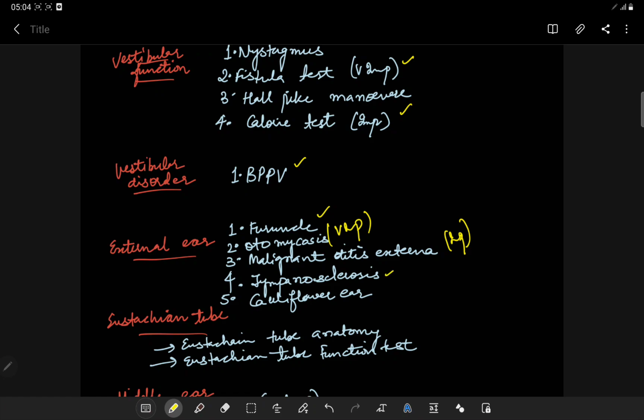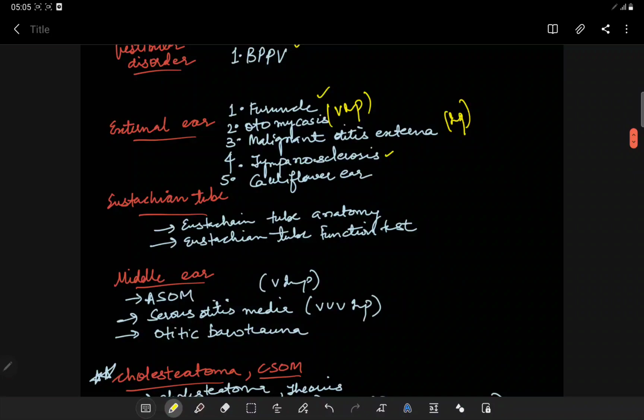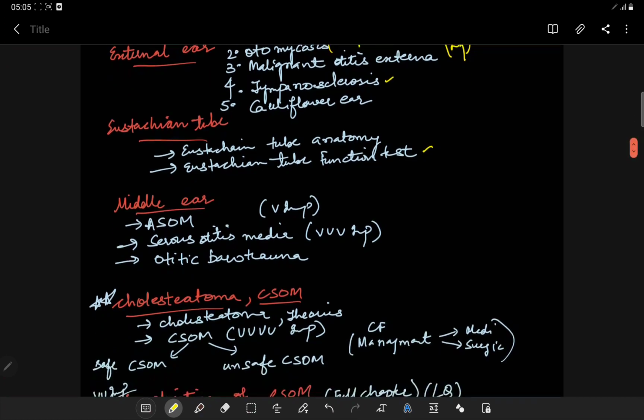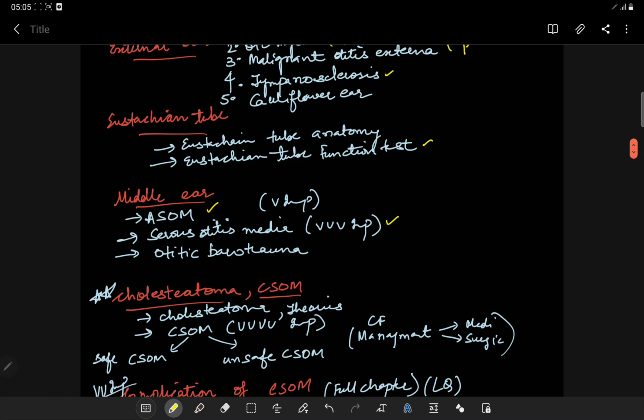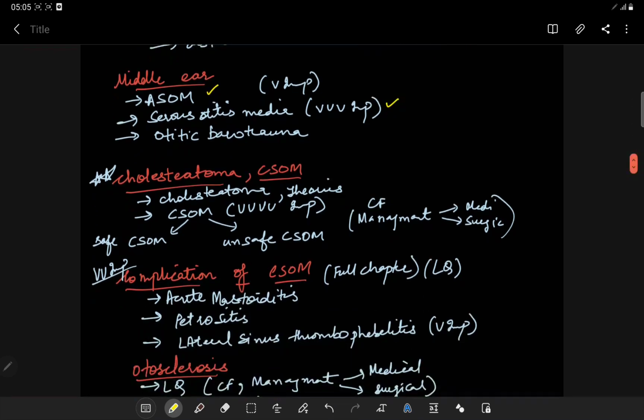We have tympanosclerosis, which is the deposition of calcium during the repair of the tympanic membrane. That is also important. Then we have the eustachian tube. You can just remember the eustachian tube anatomy, so there can be an MCQ on that, or we can have the eustachian tube function tests. And in the middle ear, you can get a long question or a short note on acute suppurative otitis media, serous otitis media, its medical management, and the surgical management, that is grommet insertion, that is myringotomy. That is very important. We have otitic barotrauma.